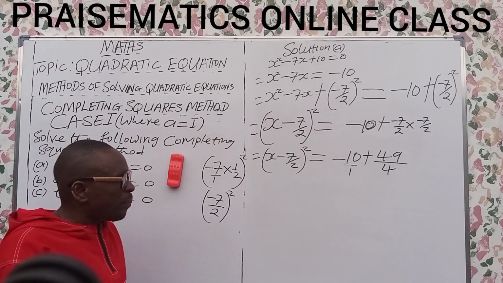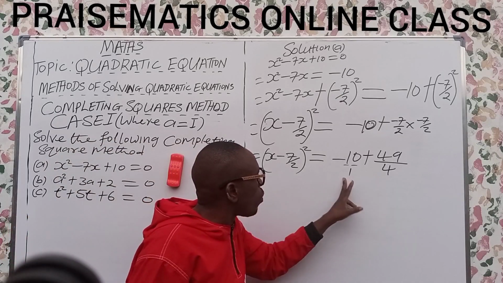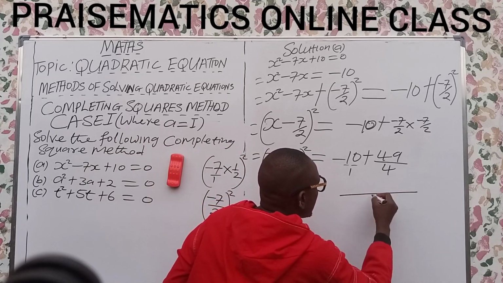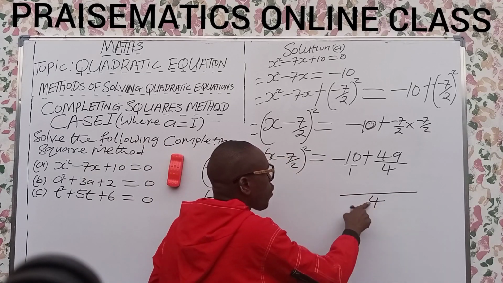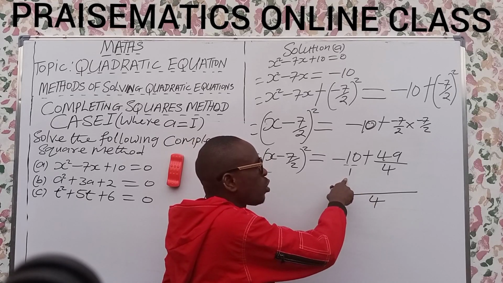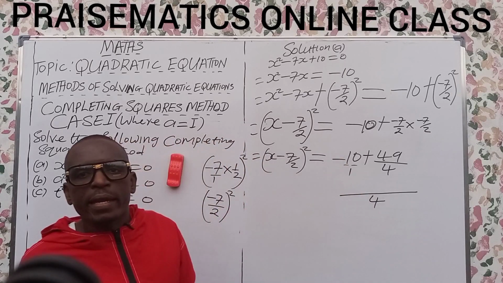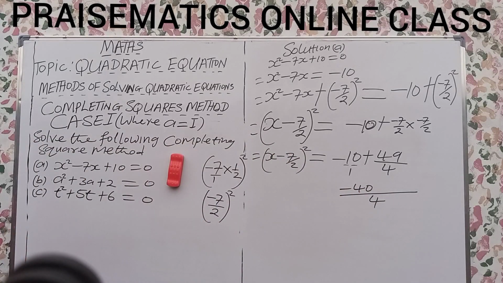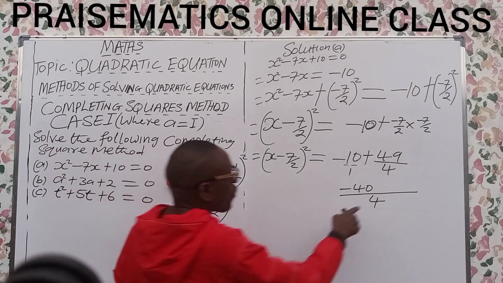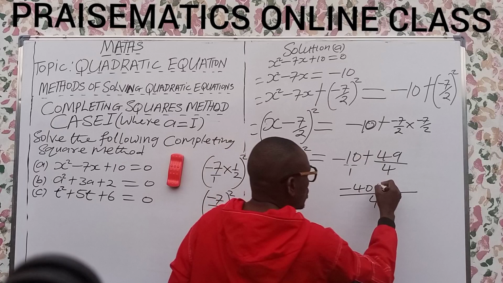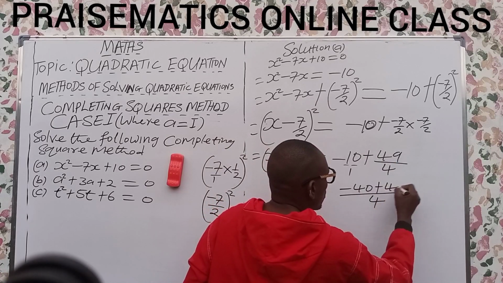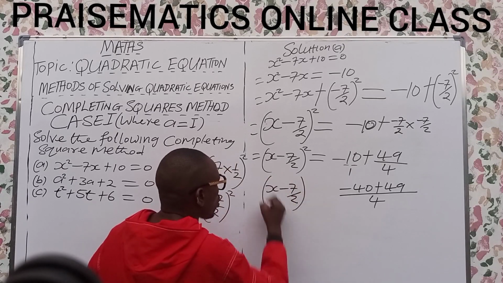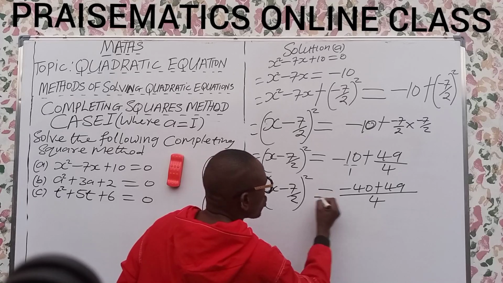Now, next step is what? Find the LCM of the denominators. The LCM is 1 times 4, which is 4. 4 divided by 1 gives 4. 4 times minus 10 gives minus 40. 4 divided by 4 is 1. 1 times 49 gives 49. We have that x minus 7 over 2 all square is equal to this.